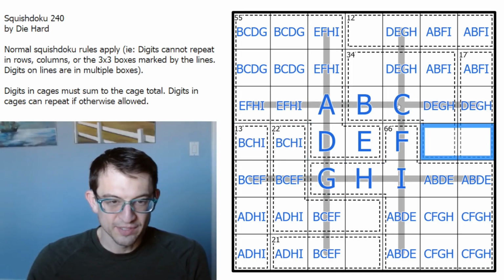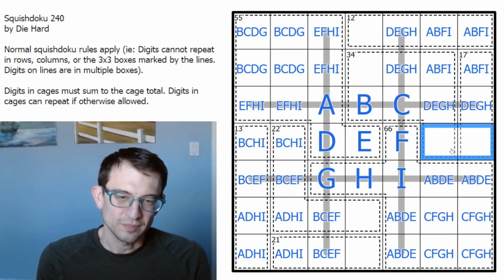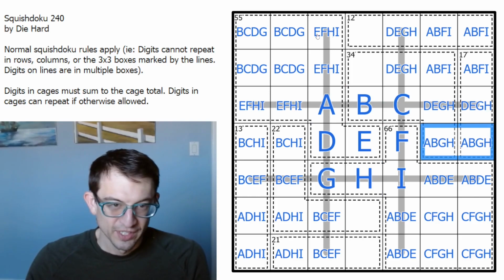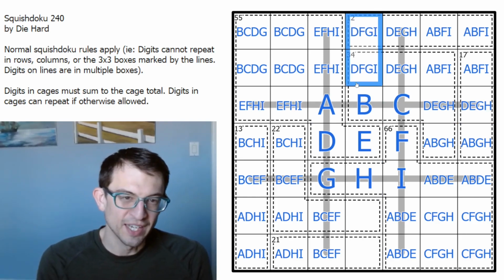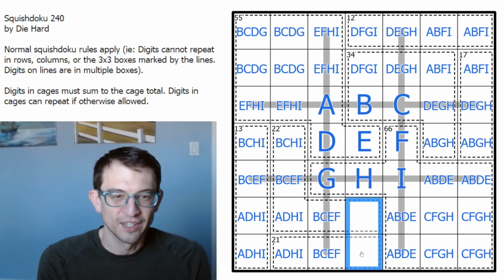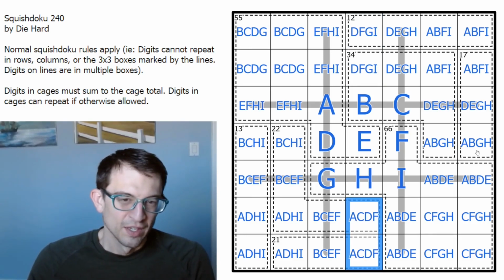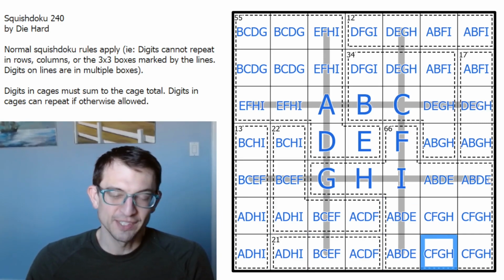Right here, what do these see? They see all these five. So these cells can only be A, B, G, or H. These are D, F, G, I, and these are A, C, D, F. So that's it. Those are all the possibilities for every single cell.